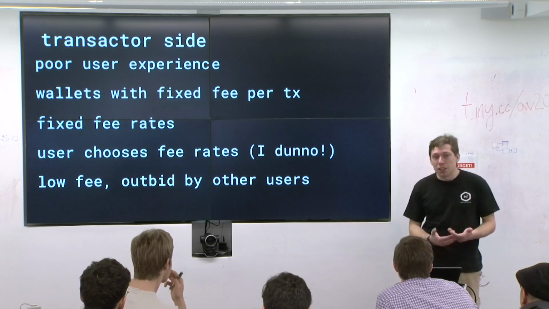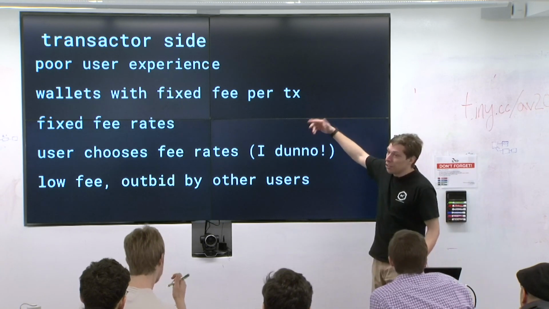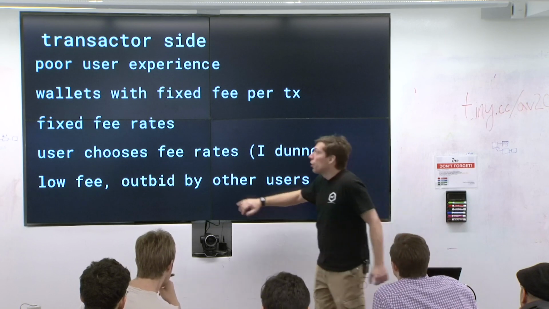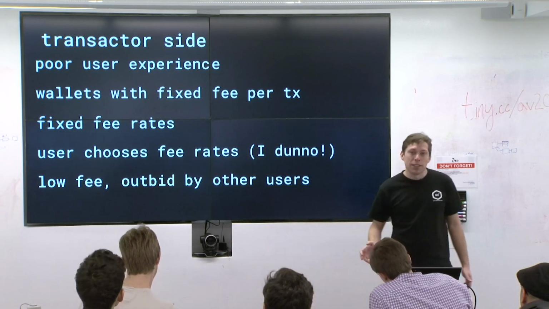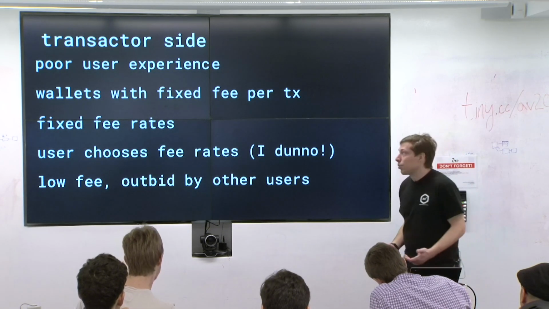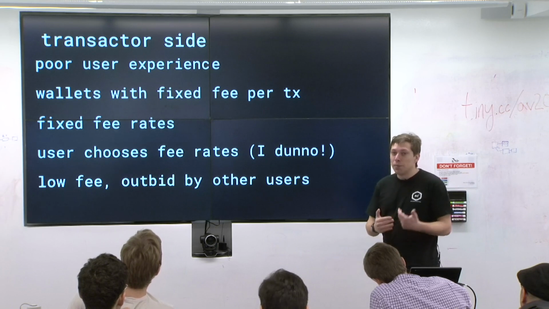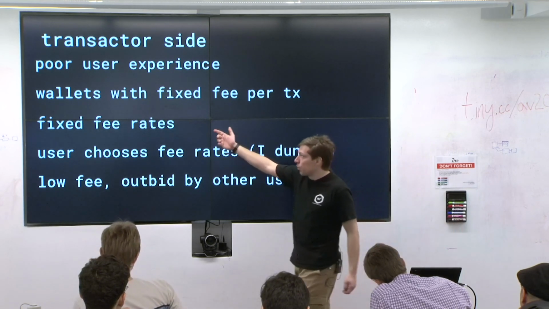Some transactions have a lot of inputs and are much bigger, so that's a highly variable fee rate, which the user can't control. Or they'd have a fixed fee rate, where they just say, I'm going to set 5 Satoshis per byte, and that's the fee rate in this wallet, and you don't allow the user to change it at all. That's also really suboptimal.